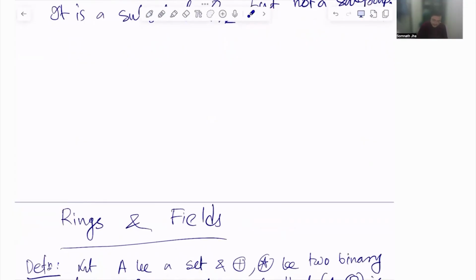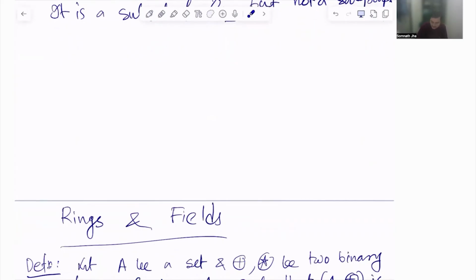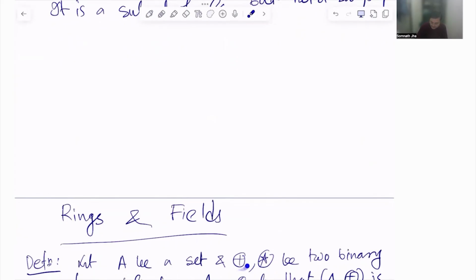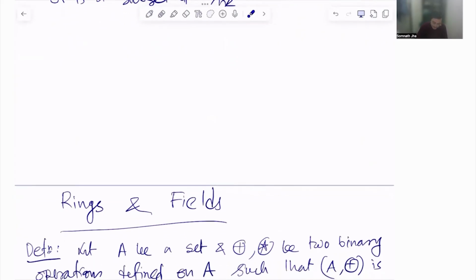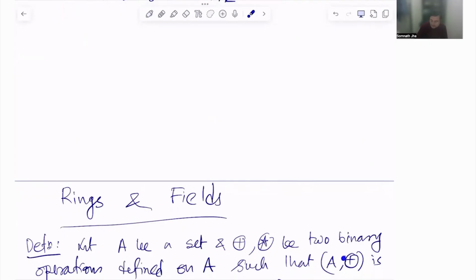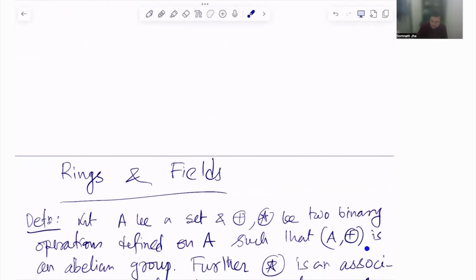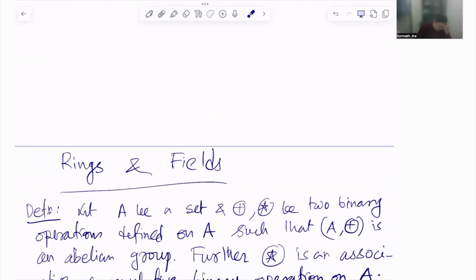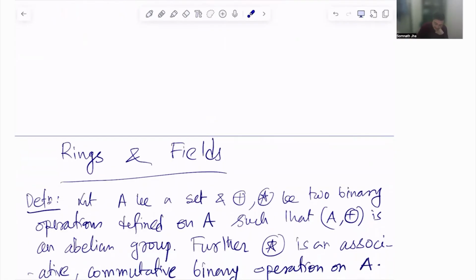Okay. So let A be a set, and let there be two binary operations, plus and, let's say, multiplication, this funny looking plus and funny looking star, defined on A, such that A with plus is an abelian group. So this you already know. So you can say that on an abelian group, there is an additional structure, dot or star, defined on it. Further, this star is an associative and commutative binary operation.